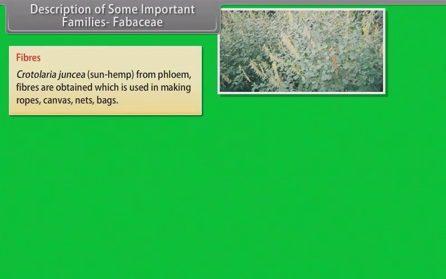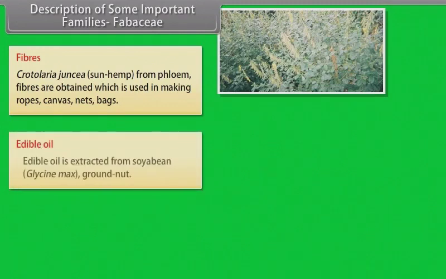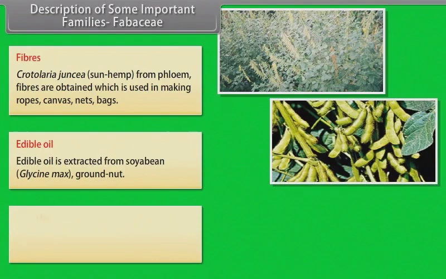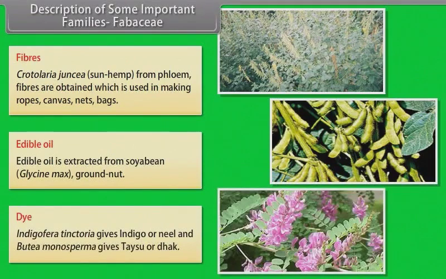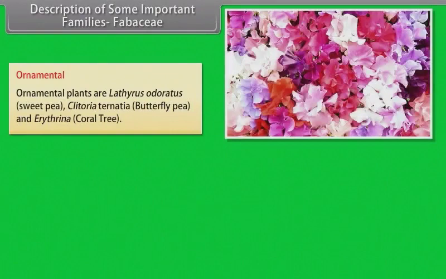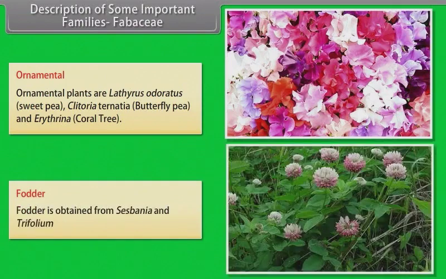Sunhemp fibers are obtained from phloem and are used in making ropes, canvas, nets, bags. Edible oil is extracted from soybean, Glycine max, and groundnut. Dye. Indigofera tinctoria gives indigo or neel, and Butea monosperma gives tesu or dhak. Ornamental plants are Lathyrus odoratus, sweet pea, Clitoria ternatea, butterfly pea, and Erythrina, coral tree. Fodder is obtained from Sesbania and Trifolium.